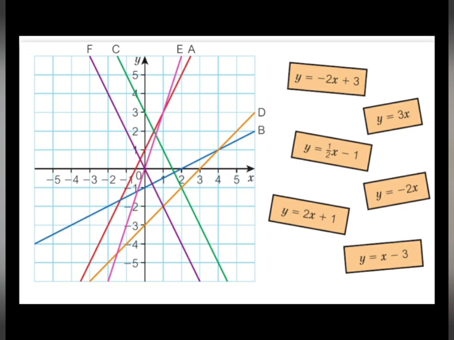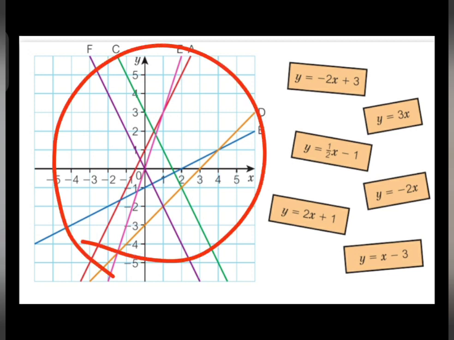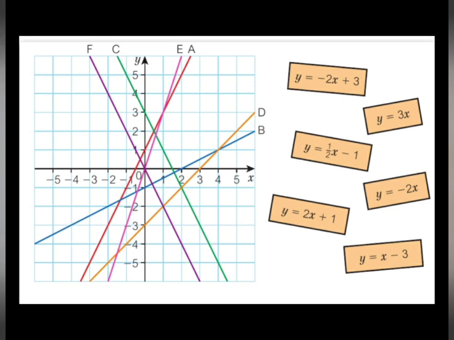In this question, we're going to match each equation from this side to the line on this side using the things that we learned about the equation of a straight line, which is y equals mx plus c. So we're going to use first the y-intercept to find the line, and if we have the same y-intercept on two lines, we're going to use the gradient to differentiate between these two lines.